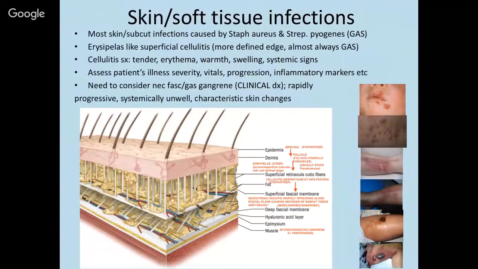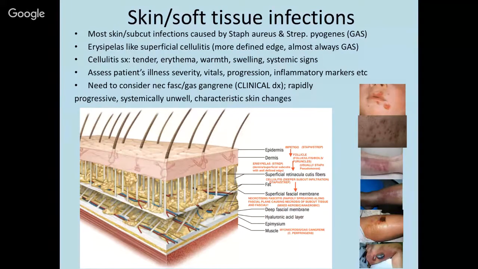So now on to skin infections. I've done a diagram here that goes through each layer of the skin and what the different infections in the different layers are called. Most skin infections are generally caused by staph and strep. So Staph aureus and Strep pyogenes, which is also called group A strep.